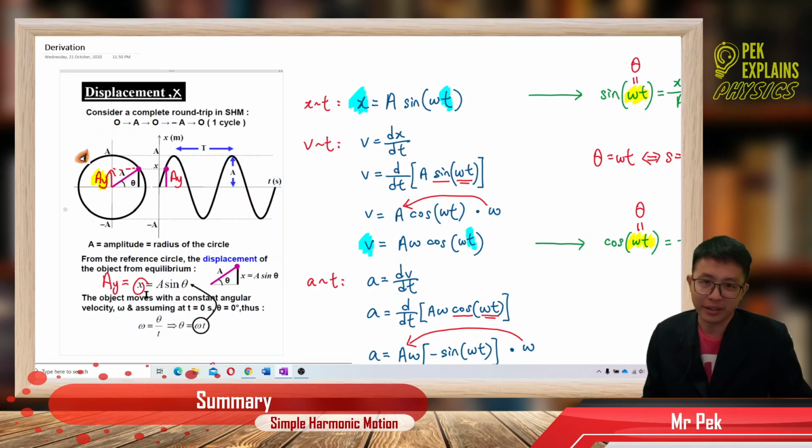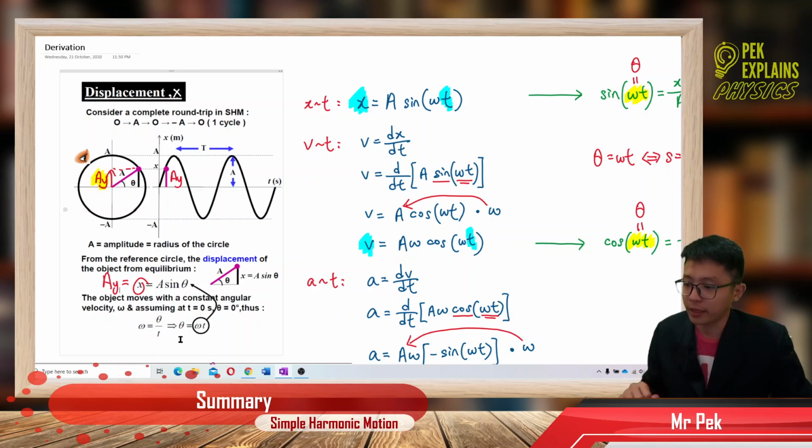Okay? But we just use X because we want to treat this as the displacement. So we just use X. So A sin theta... like this one, see? This X is actually the displacement. So x is equal to A sine theta. Sine theta because it's opposite the angle.